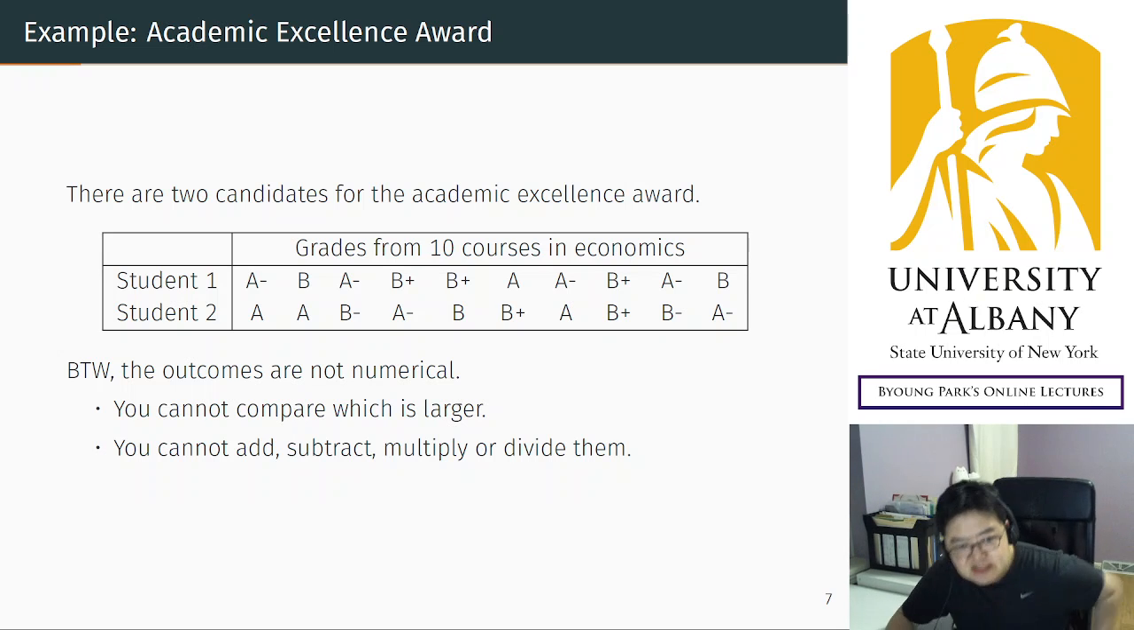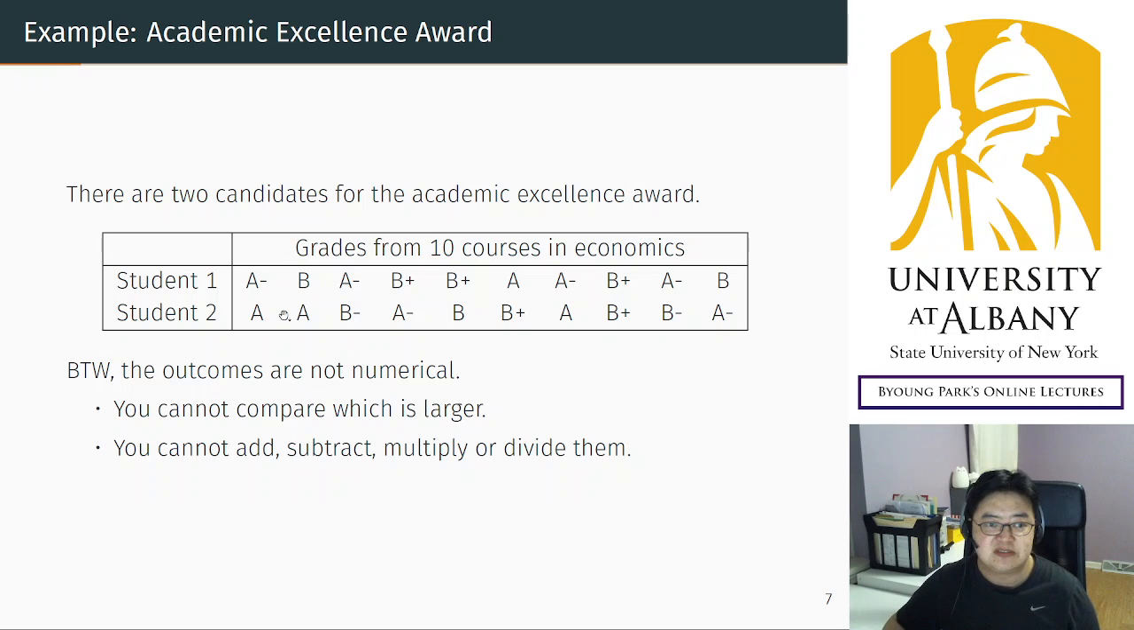And so the problem here is that the outcomes are not numbers yet. So you cannot compare which is larger. In principle, A and B cannot be compared. You can compare them only when you assume that they are ordered, right? A is better than B. That means already they are some kind of numbers. Anyhow, you cannot add or subtract, or do any operation on those letter grades.